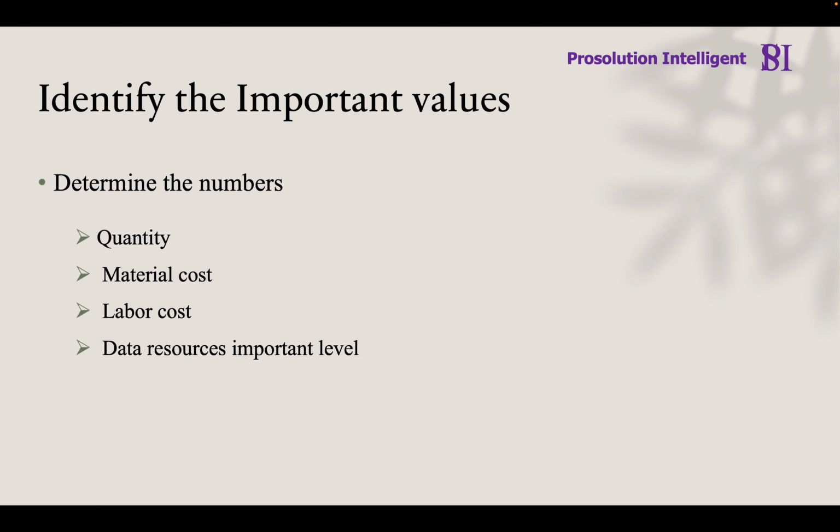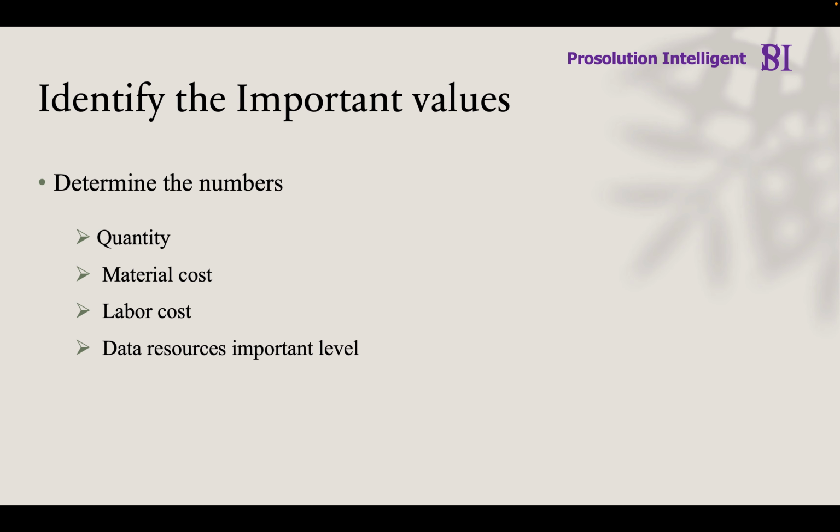In order to find the important values, there are some numbers on the problem. So one of them is the quantity. You want to know for a specific time period what is the quantity of that problem that occurred. You want to know what was the material cost. You want to know what was the labor cost. And for all the resources that report to you, you have to have an importance level.